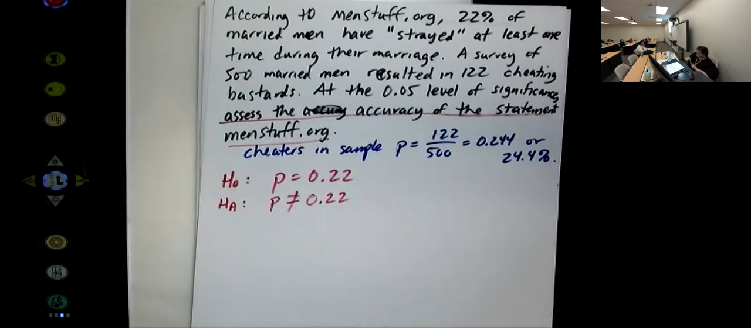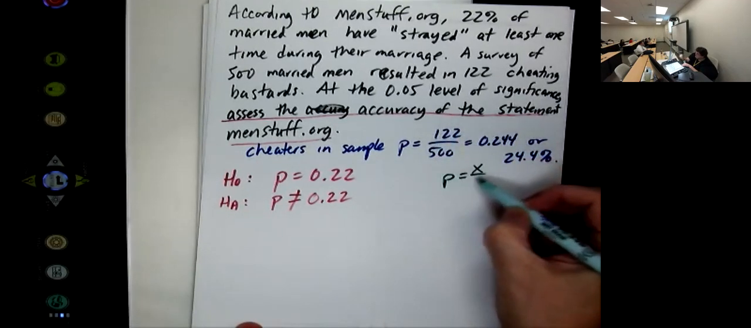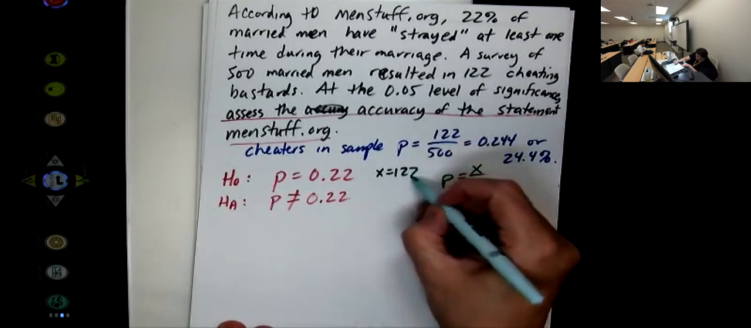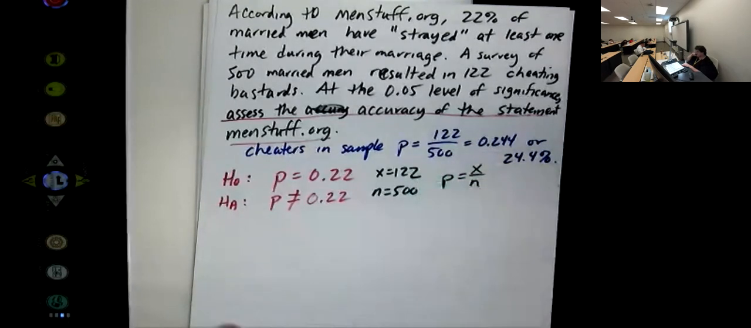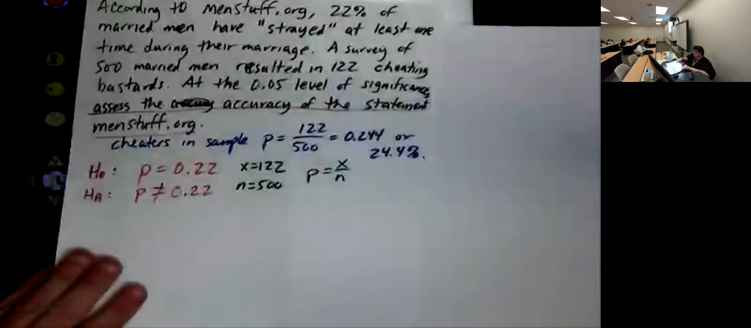We also needed to put in an X and an N. But P, remember, is X over N. So X is 122 here, and N is 500. X is the number of people that are, yes, in the case, yes, I cheated. 500 is the number of people asked. So I'm going to start listing some stuff. Start writing this as an official statement of hypothesis here.